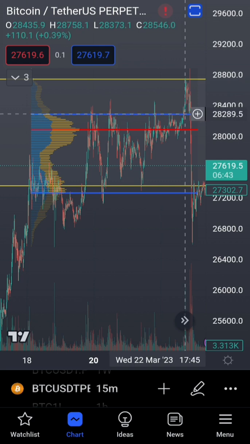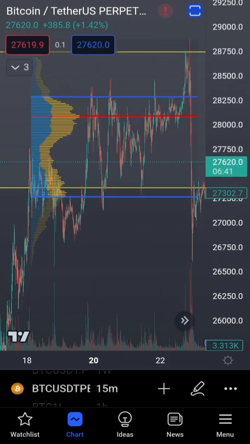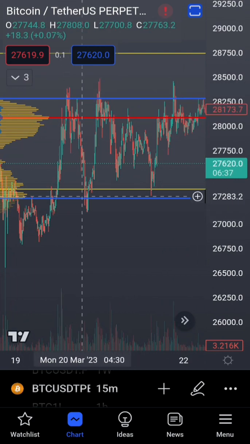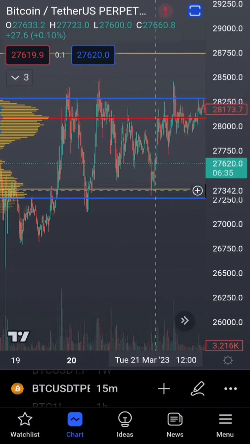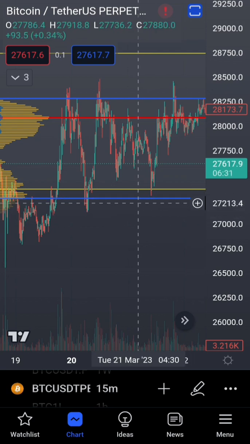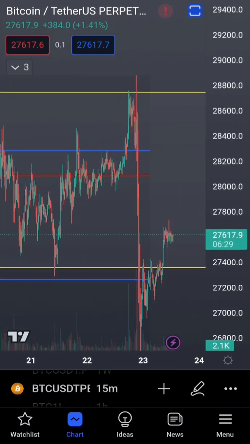27,200 and 28,200. $1,000 range, very nice. Could have shorted the highs, long the lows, shorted the highs, long the lows. Obviously, we came a bit lower over here. But yeah, yesterday we had a deviation from the range.